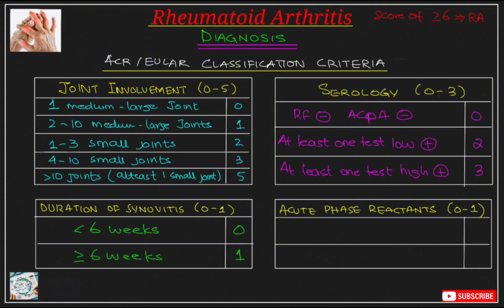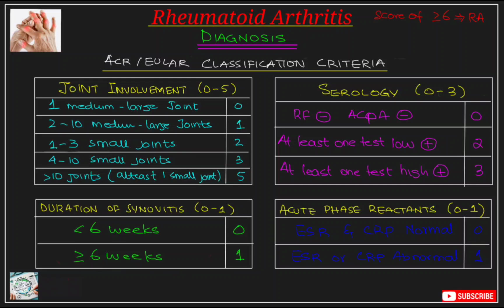The last parameter is the presence or absence of acute phase reactants, which include ESR and C-reactive protein or CRP. These are markers of systemic inflammation. If both ESR and CRP are normal, it is assigned 0 points. If either ESR or CRP is elevated, it is given 1 point. Rheumatoid arthritis is a systemic inflammatory disease, so persistently high inflammatory markers support the diagnosis.